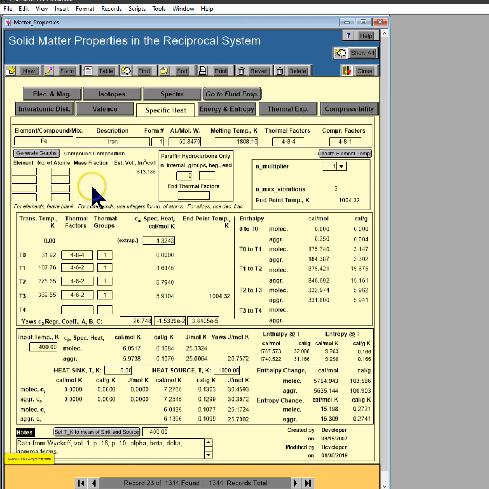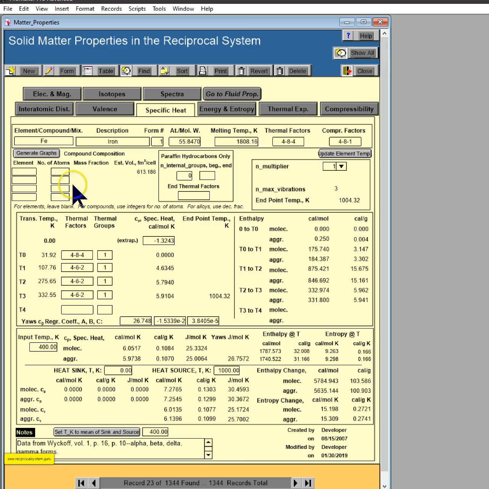Now suppose we have a heat sink and a heat source, in this case 0 Kelvin and 1000 Kelvin, and then we calculate these values here. At 0K, of course, it's going to be 0. And then we have this for the heat source at 1000K. And then from that, we can calculate the enthalpy change.